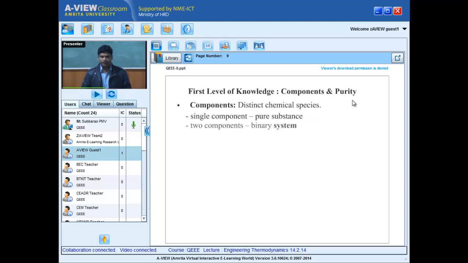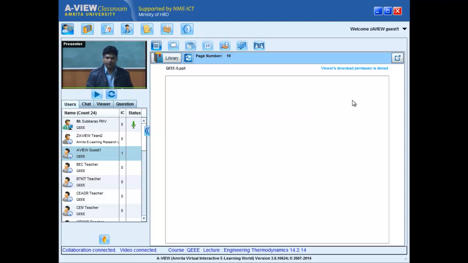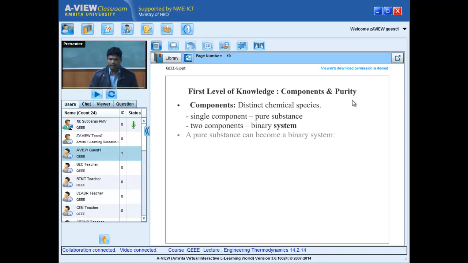The second one is two components. They are called binary systems. But if the two components, by proportion, from the beginning to the end, from inlet to the exit, depending on whether it is a closed system or an open system, remain the same, then we say it is a binary system. Though it is a binary system, if the purity doesn't change, I can treat it as a pure substance. There is no issue at all. Very important to understand the pure substance definition.